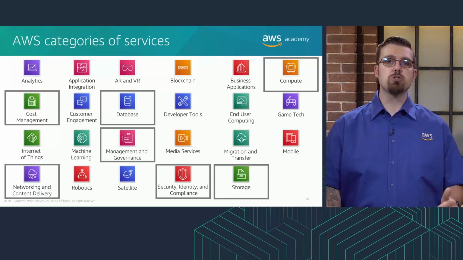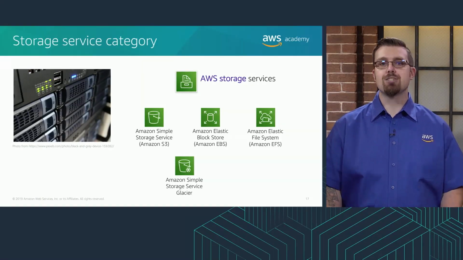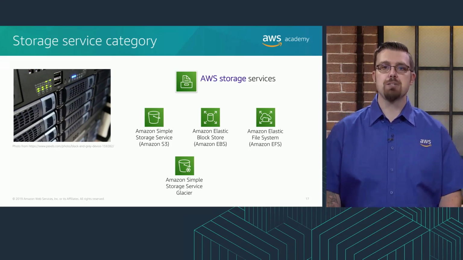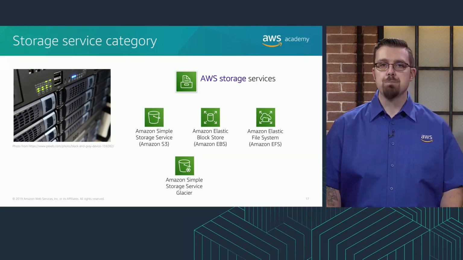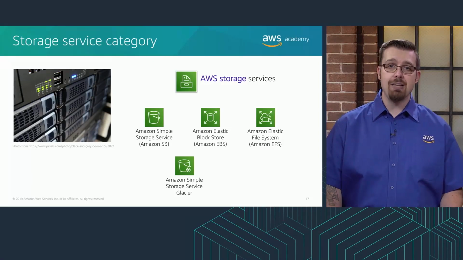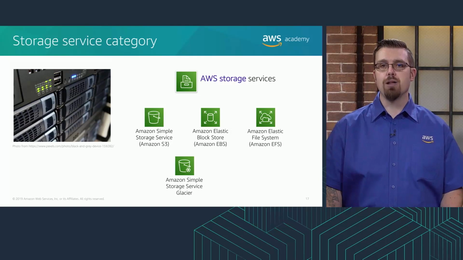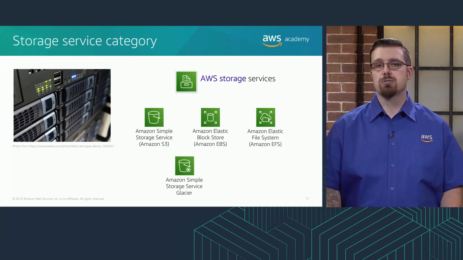Let's take a look at the most widely used services. The AWS Storage Services category is represented by Amazon Simple Storage Service, also known as Amazon S3, which is an object storage service that offers scalability, data availability, security, and performance. Next, we have Amazon Elastic Block Store, also known as Amazon EBS, which is a high-performance block storage designed for use with Amazon EC2 for both throughput and transaction-intensive workloads.